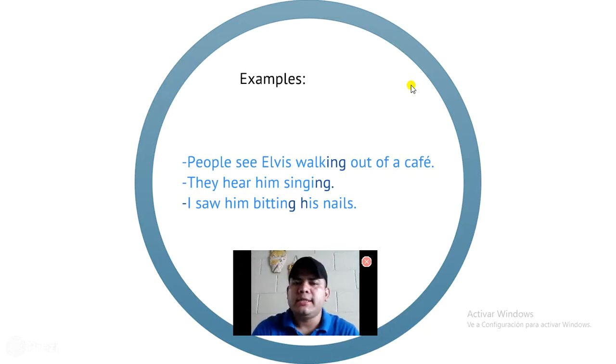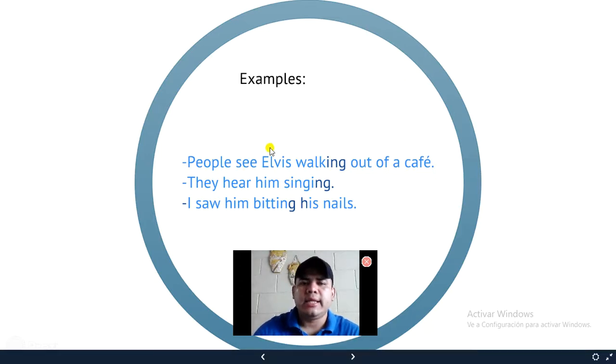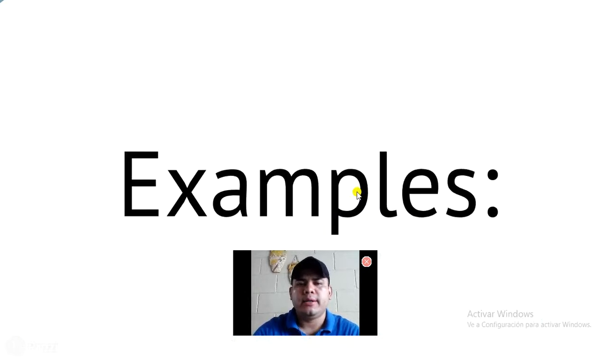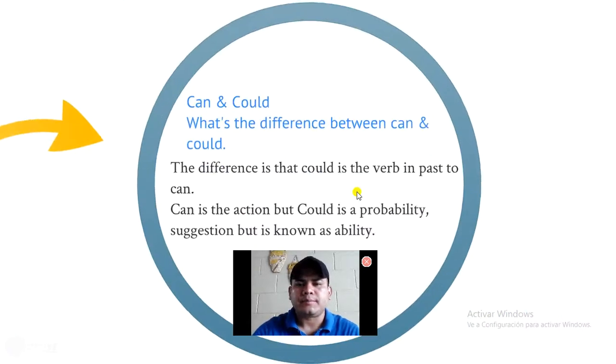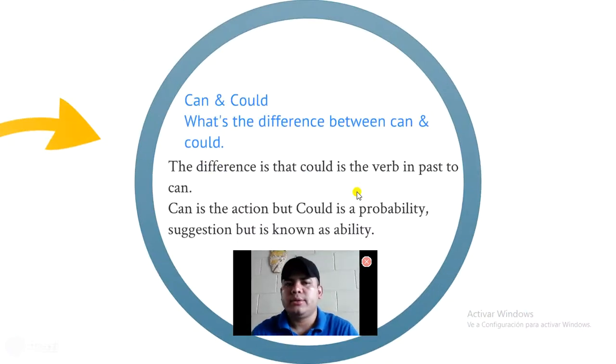So in this case, as you can see, we have the verb see, then we have the person, in this case Elvis Presley. I see Elvis, and then the participle walking. They hear him singing. I saw him biting his nails. So this is the order that we are going to have. We also use can and could to talk about this.